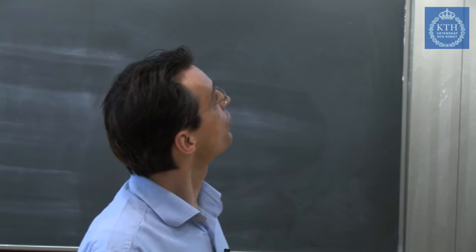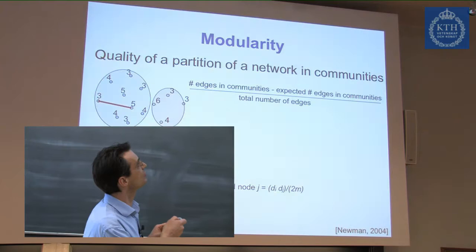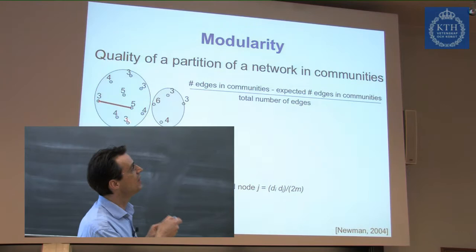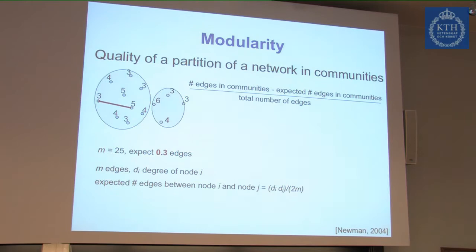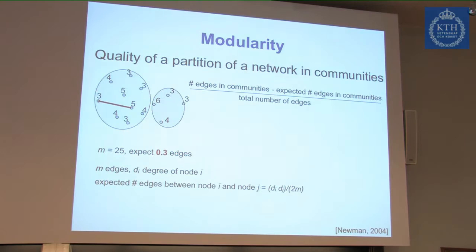So for example, if you take this node here and that node there, how many edges do you expect between these two, if the graph was random? Well, you would expect a number of edges that is proportional to the product, 3 times 5, 15, so the degree of i times the degree of j, divided by 2m. In this case, m is equal to 25, because the graph has 25 edges. And so we expect 0.3 edges. That's the number of edges we expect between these two.